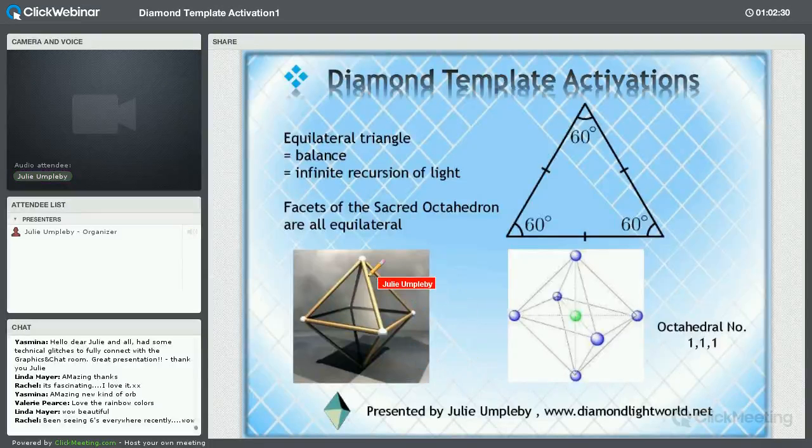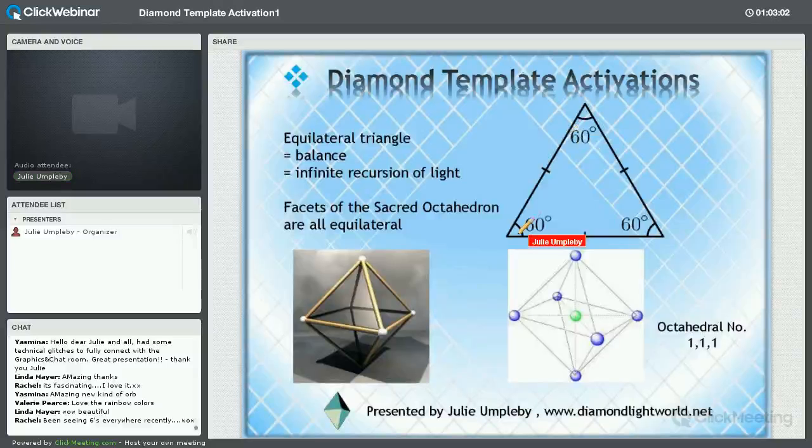Been seeing 6s everywhere recently. That's amazing. Yeah, there you go. Equilateral triangles. So it means that the angles are all exactly equal. And engineers actually know and understand that this particular form, the equilateral triangle, also has exceptionally strong supportive properties. When you build those facets into the sacred octahedron as it stands here, you really create incredible strength.